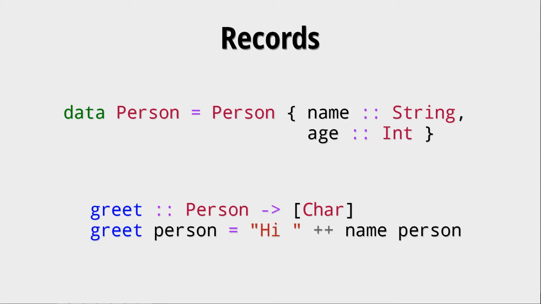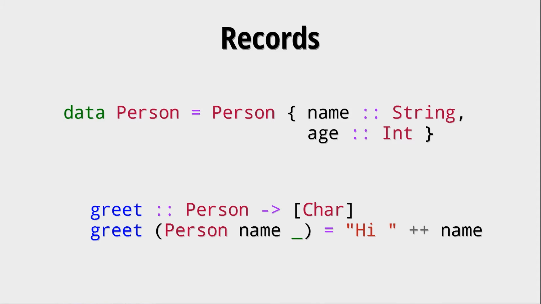So now we can, for example, write a function like this, where we greet a person and, well, we basically use char arrays here. So strings are char arrays. I don't think I've mentioned that in the series. And the plus plus is appending to lists. So what we say here is, okay, we have the char array hi, and then we get the name of the person.